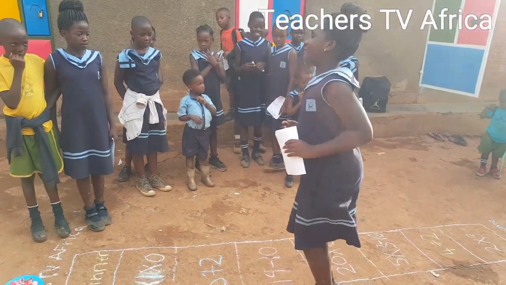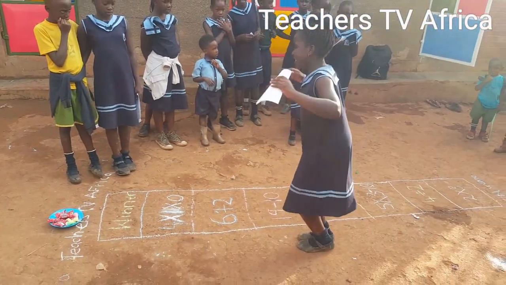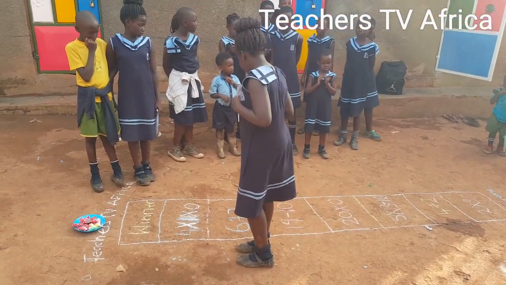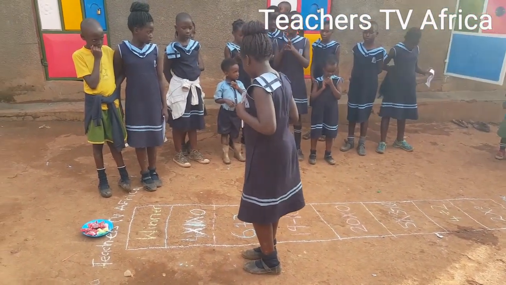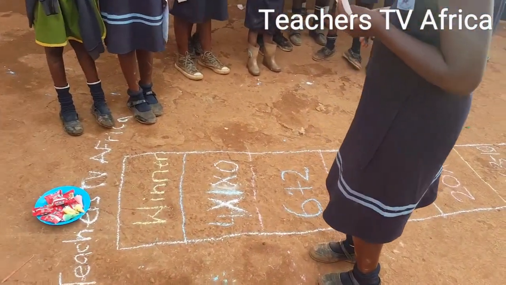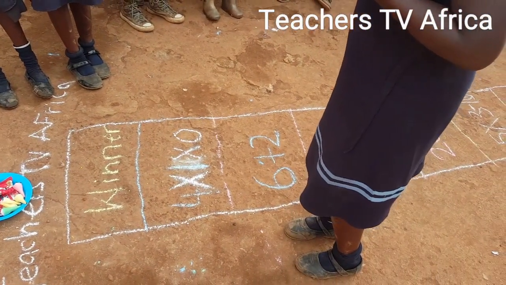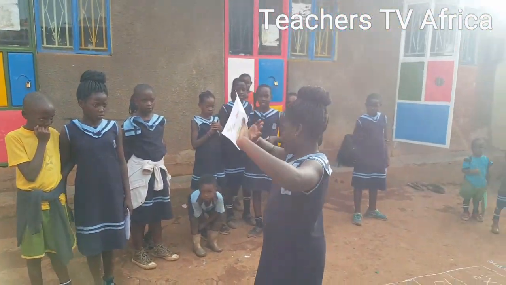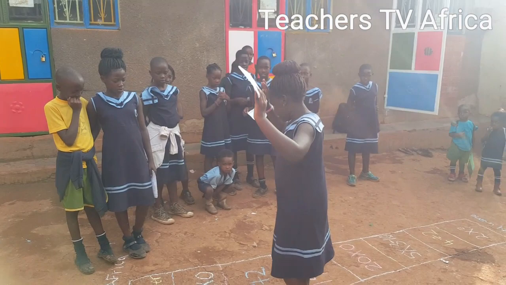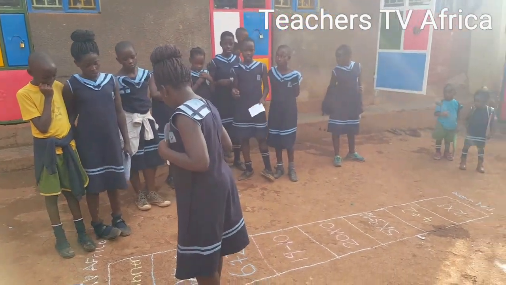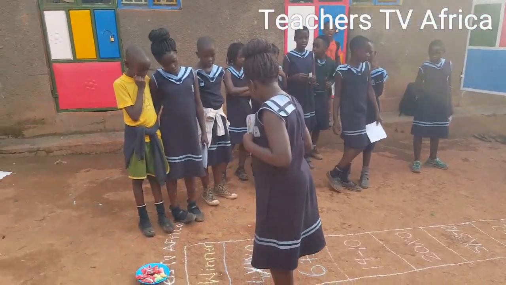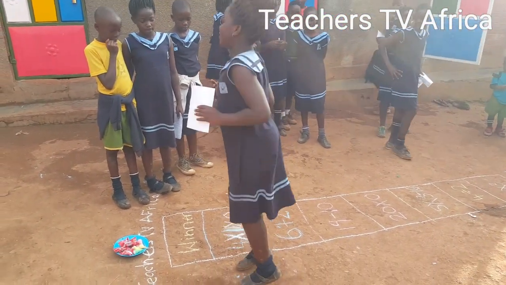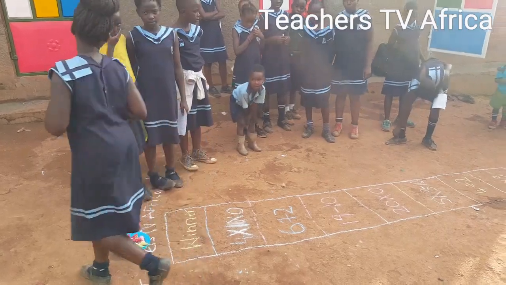1, 2, 3, 4, 5, 6, 7, 8, 9. 6 plus 2 equals 8. 1, 2, 3, 4, 5, 6, 7, 8. 4 times 1 times 0 equals 4. 1, 2, 3, 4. Okay, thank you.